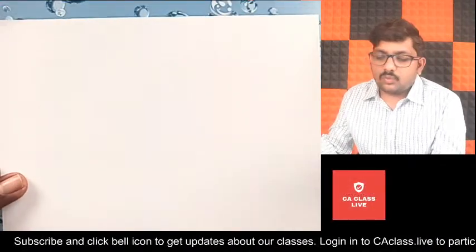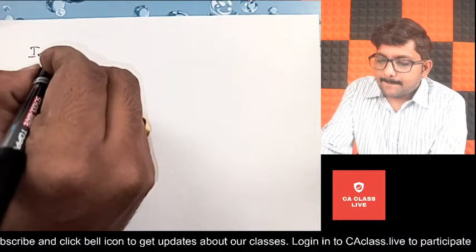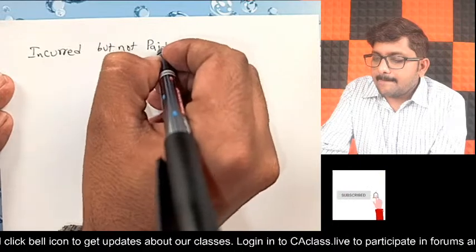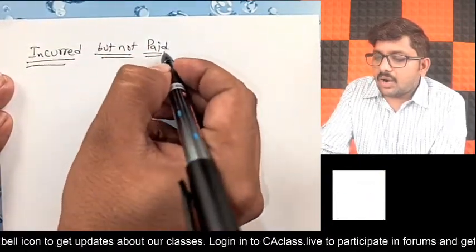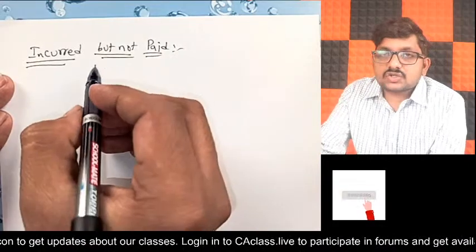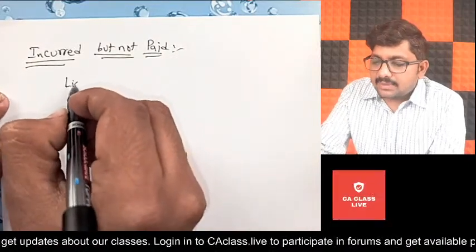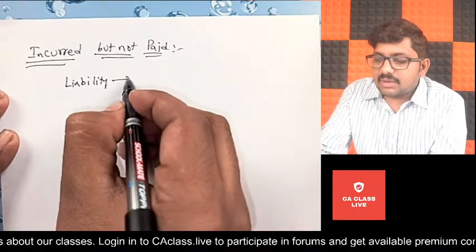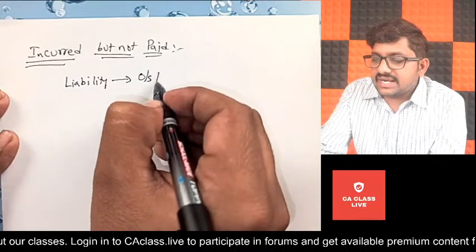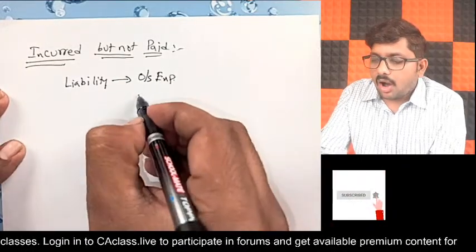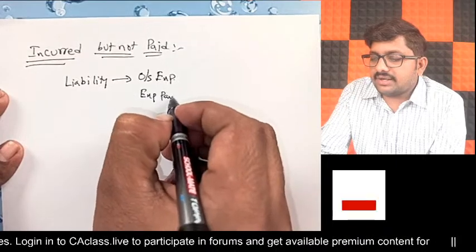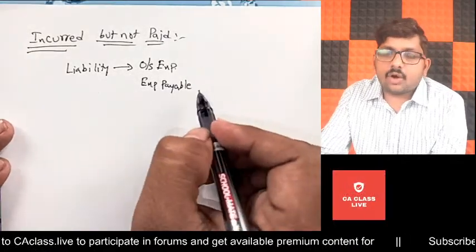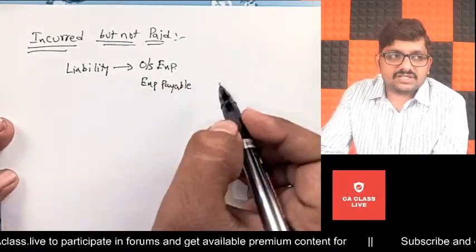In the first situation, incurred but not paid. In this scenario, what is happening? You did not pay, so obviously this will lead to a liability. And what is the name of the liability, friends? You call it outstanding expense or expense payable. You can call it by any name. Now, this is a part of liabilities, friends.